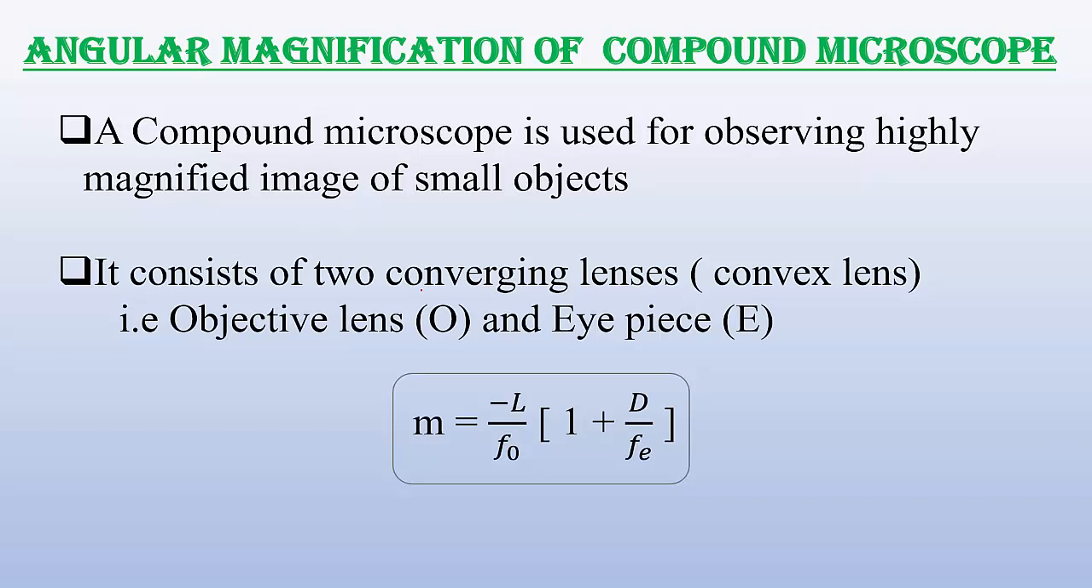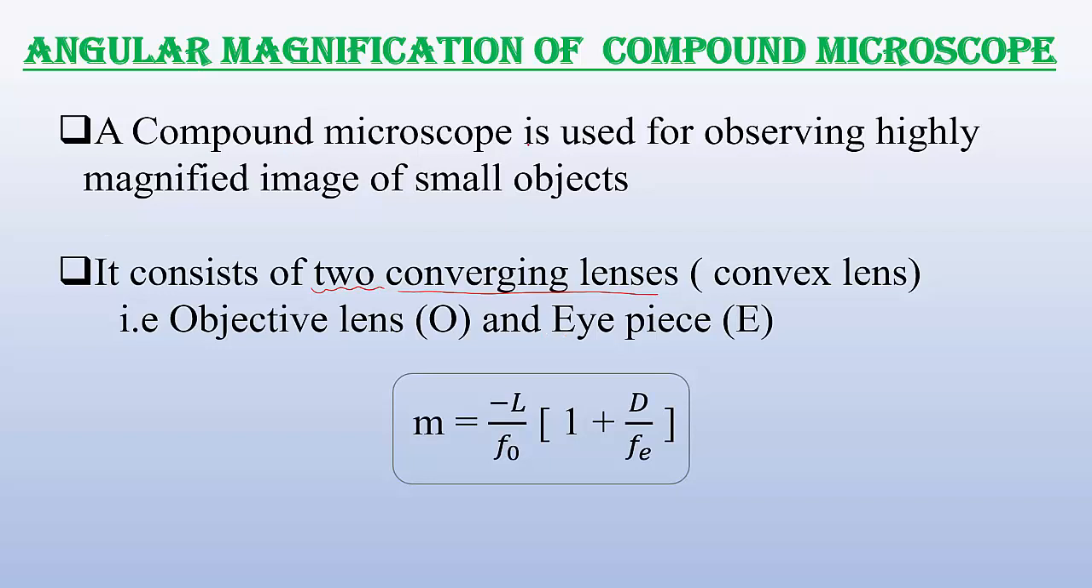And this compound microscope consists of two converging lenses. In a simple microscope we considered only one converging lens, but here in a compound microscope we are going to consider two converging lenses. Converging lenses means convex lenses. One lens is the objective lens and the other is called the eyepiece. Objective lens is denoted by O and eyepiece is denoted by E. So remember, compound microscope consists of two converging lenses, the objective lens and the eyepiece.